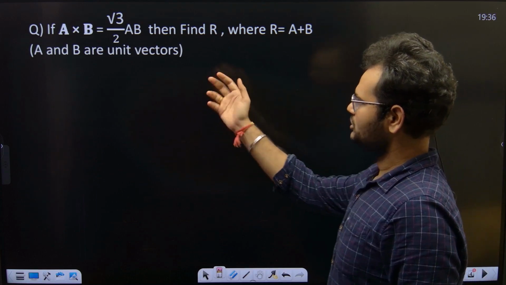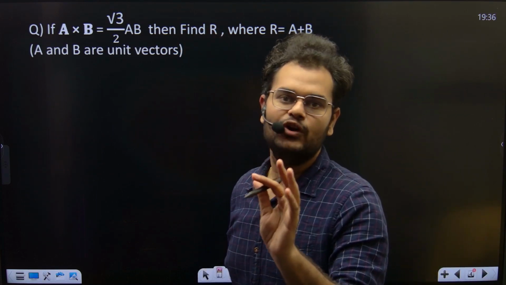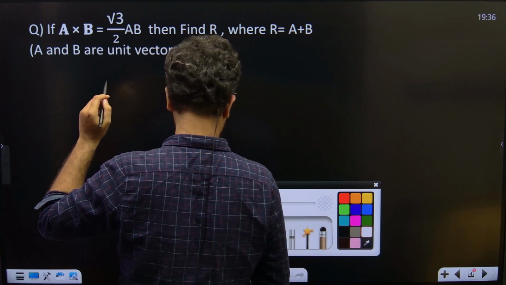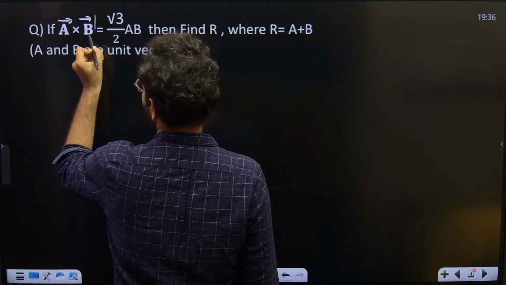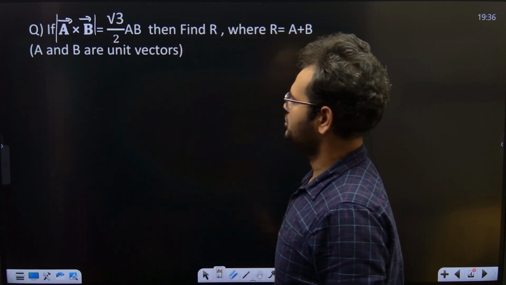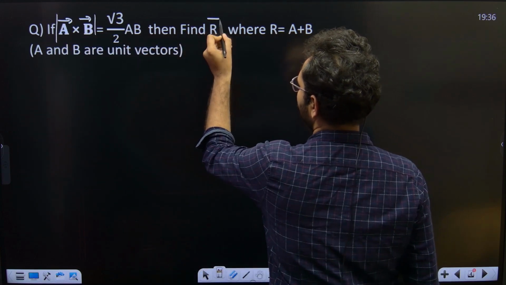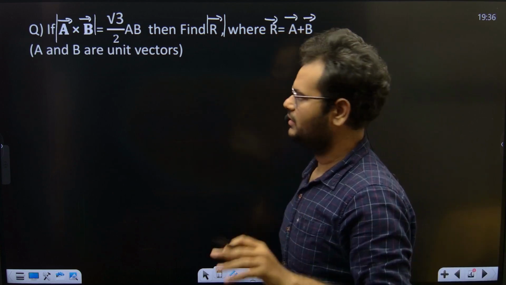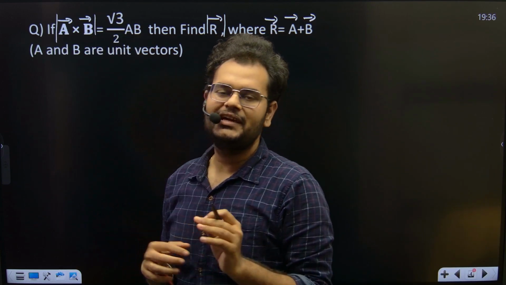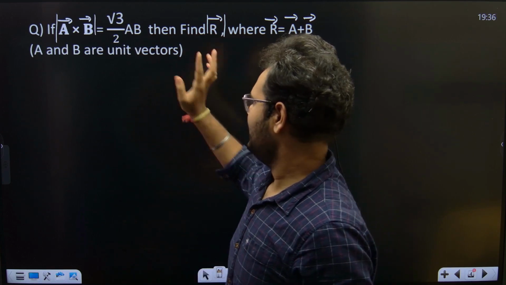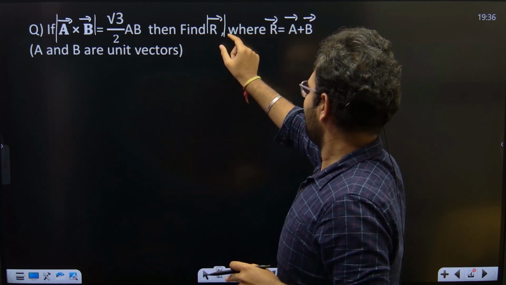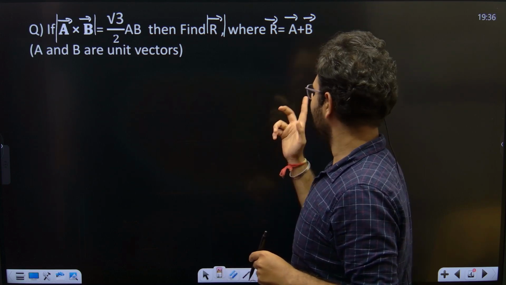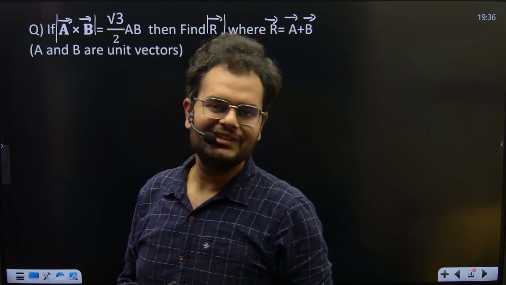Again one more question we will solve. Direct based on formula. Okay, so here you must consider that this is actually a vector. This is the vector they are talking about. They are saying like this, okay? This is the question where r vector magnitude is asked, where r vector is nothing but a vector plus b vector. Focus here. If the magnitude of a vector plus b vector is √3/2 times ab, okay, then find r vector magnitude where r vector is equal to a vector plus b vector. How to solve this question? Again, very easy.